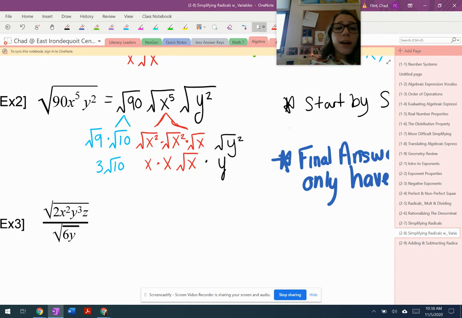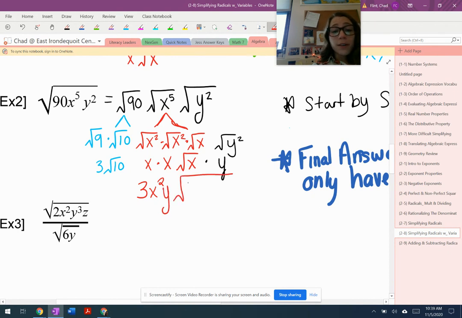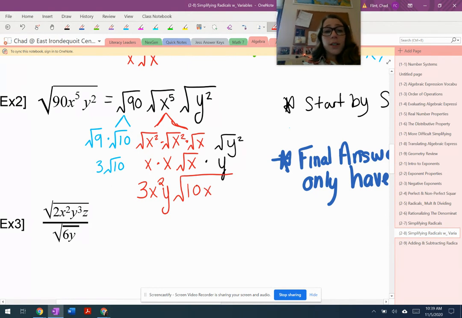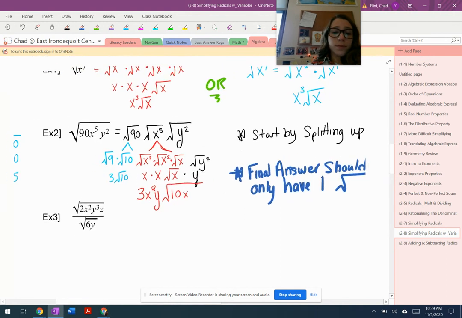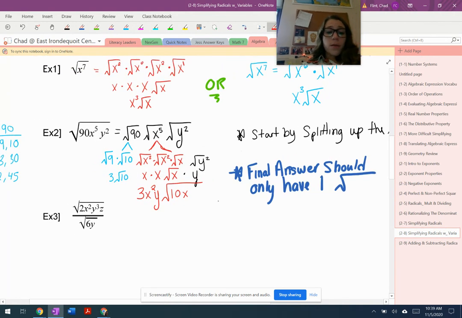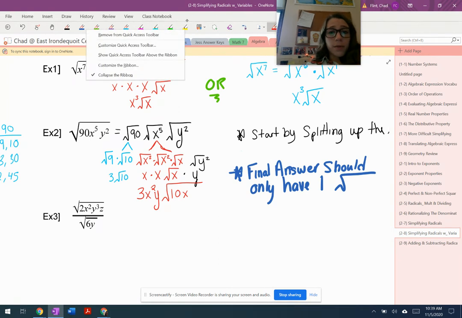All right, so let's get a final answer here in red. My 3 is on the outside of the root. X times x can change to x squared. Y is also on the outside of that radical. And then under my radical, I have 10 and an x. So there is my simplified answer in simplest radical form. 3x squared y square roots of 10x. Boom. I want to circle that somehow, but maybe I'll just highlight it.